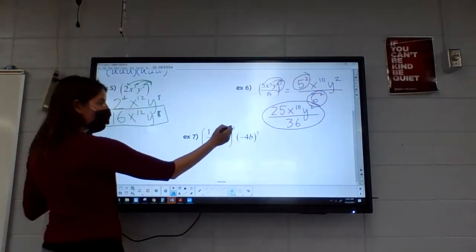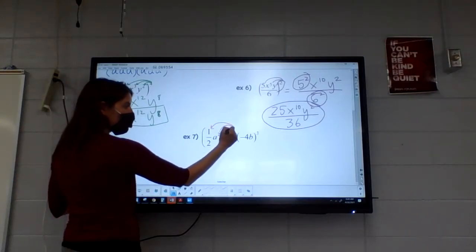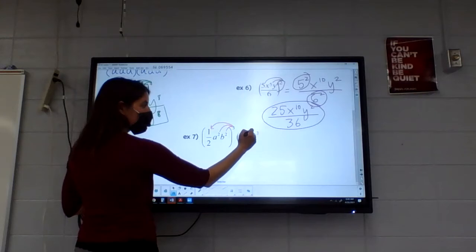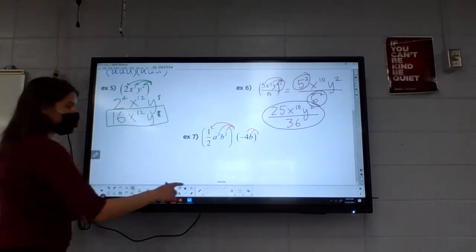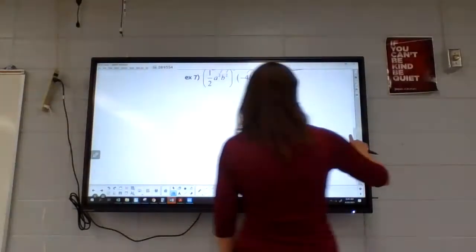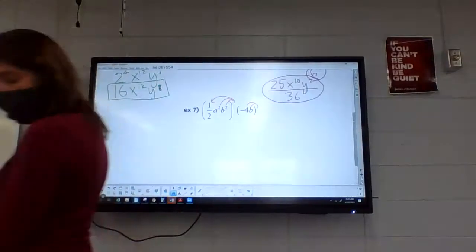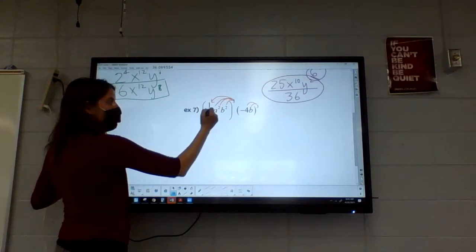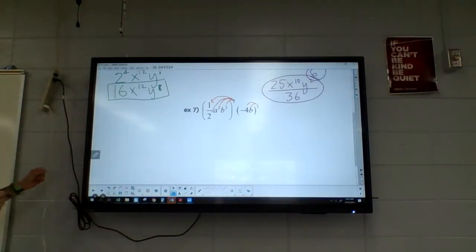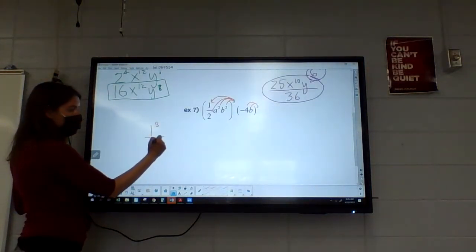So this third power has to go to the 1/2. So we'll deal with that in a minute. But this third power also has to go here and here. And then same thing on this one. So they're all getting that third power inside the parentheses. Now this 1/2 to the third power is more complicated maybe than it sounds, because technically the bottom of the fraction also has to get that third power. So I'm going to show that. It's going to be 1 to the 3rd over 2 to the 3rd.